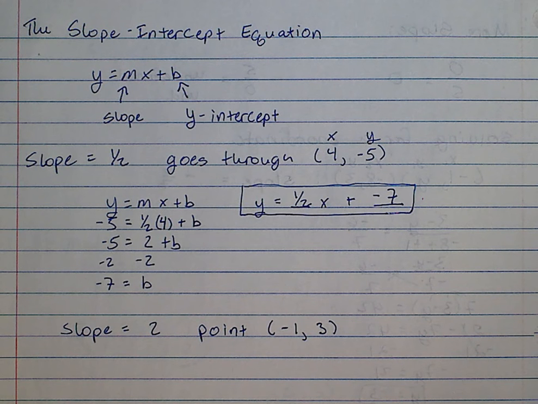Absolutely. So it should be negative 2. The only reason I have that up here is because everything's on half times 4. This should still be 2 times negative 1, which is negative 2. Okay.